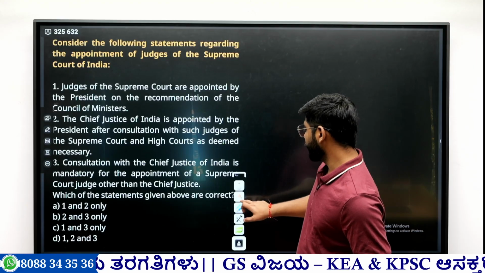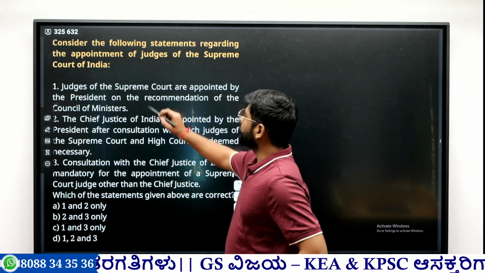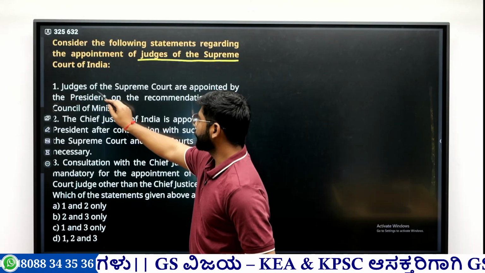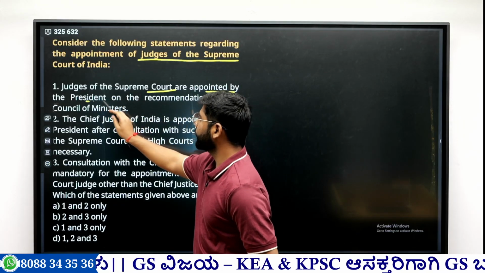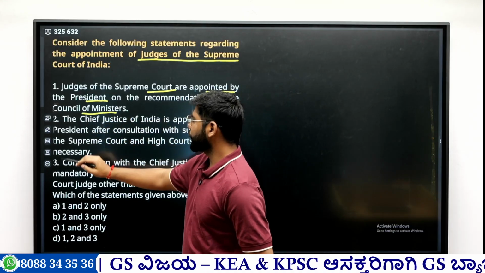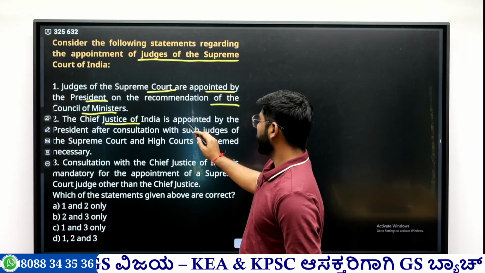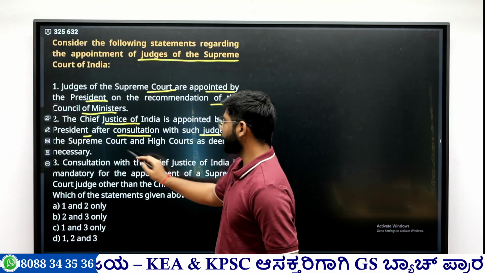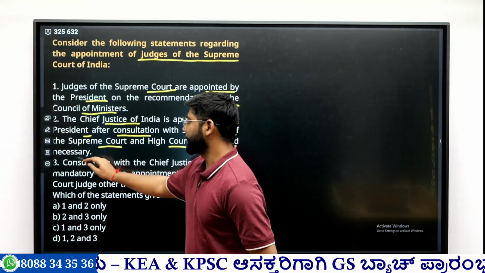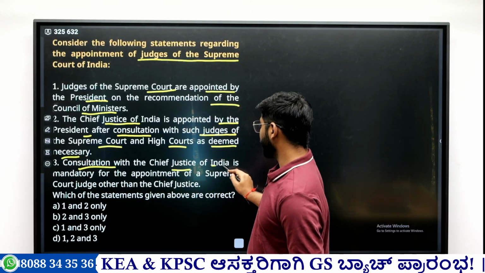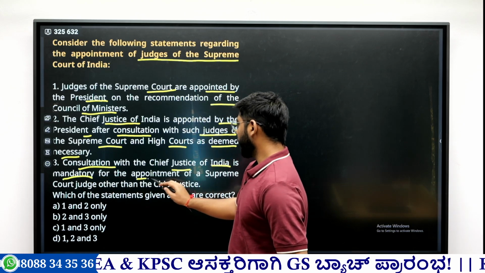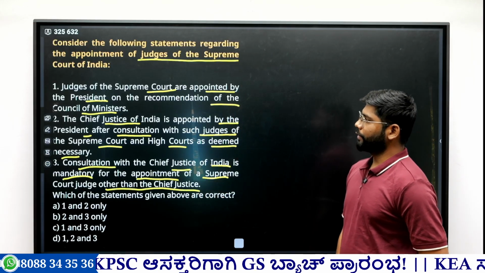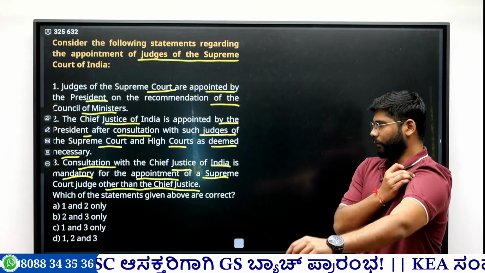Then next question we'll see. The next question is about the appointment of judges of the Supreme Court. See the statements carefully. First statement: the judges of the Supreme Court are appointed by the President on the recommendation of the Council of Ministers. Then the Chief Justice of India is appointed by the President after consultation with such judges of the Supreme Court and High Court as deemed necessary. Then consultation with the Chief Justice of India is mandatory for the appointment of Supreme Court judges other than the Chief Justice. Let me know which one is correct here. Then we'll discuss briefly.